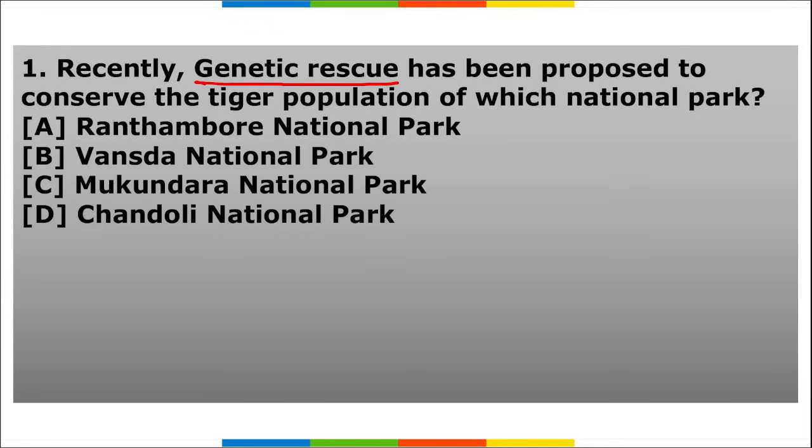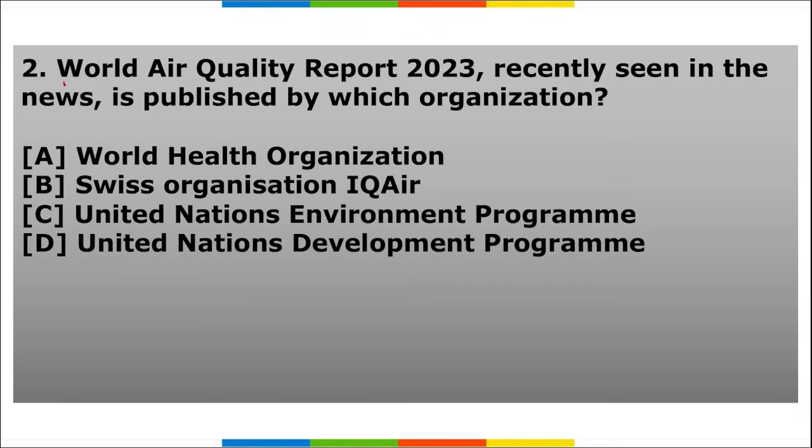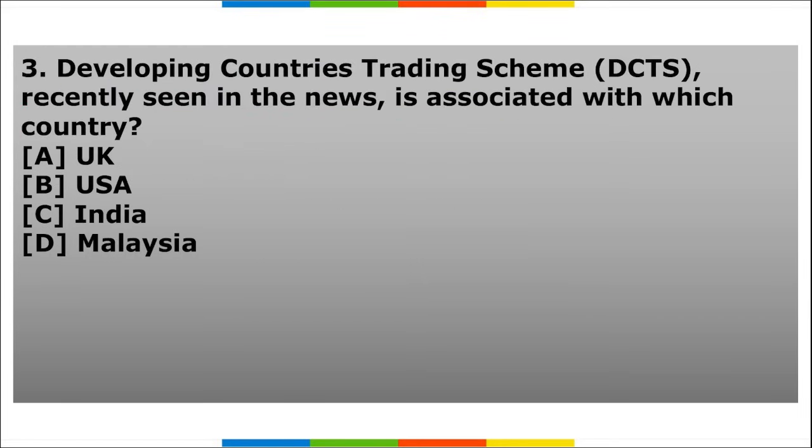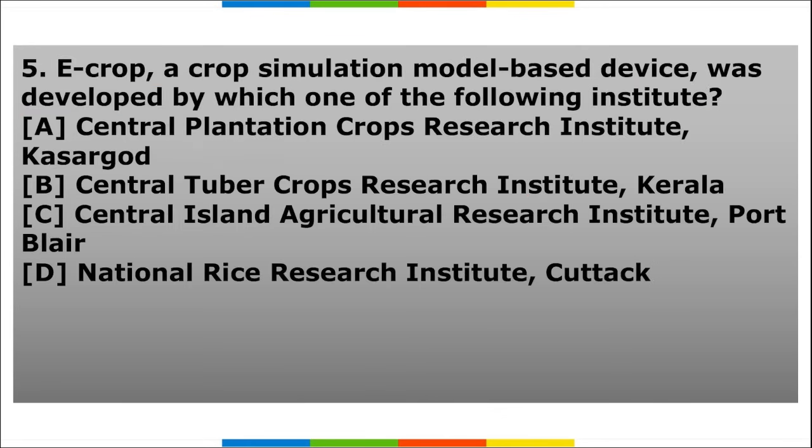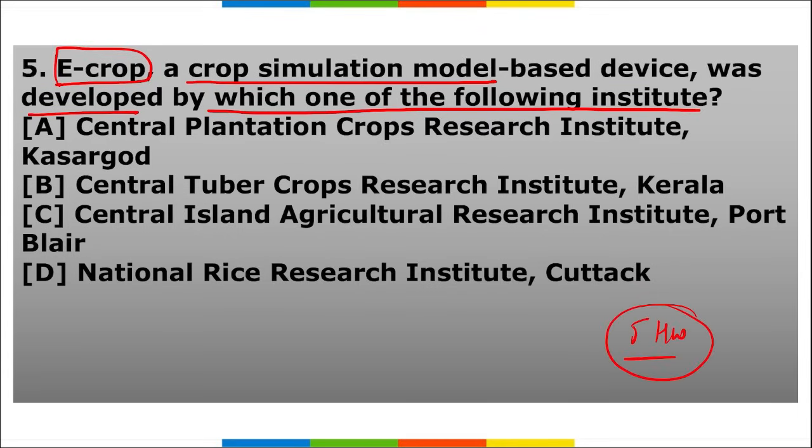First, genetic rescue has been proposed to conserve the tiger population of which national park? Second, World Air Quality Report recently seen in news is published by which organization? Third, developing countries trading scheme recently seen in the news is associated with which country? Fourth, Mission 414 campaign recently seen in news is launched in which state? And fifth, eCrop, a crop simulation model based device was developed by which one of the following institute? So these are your 5 homework questions, friends, and maximum participation from all the students is required here.